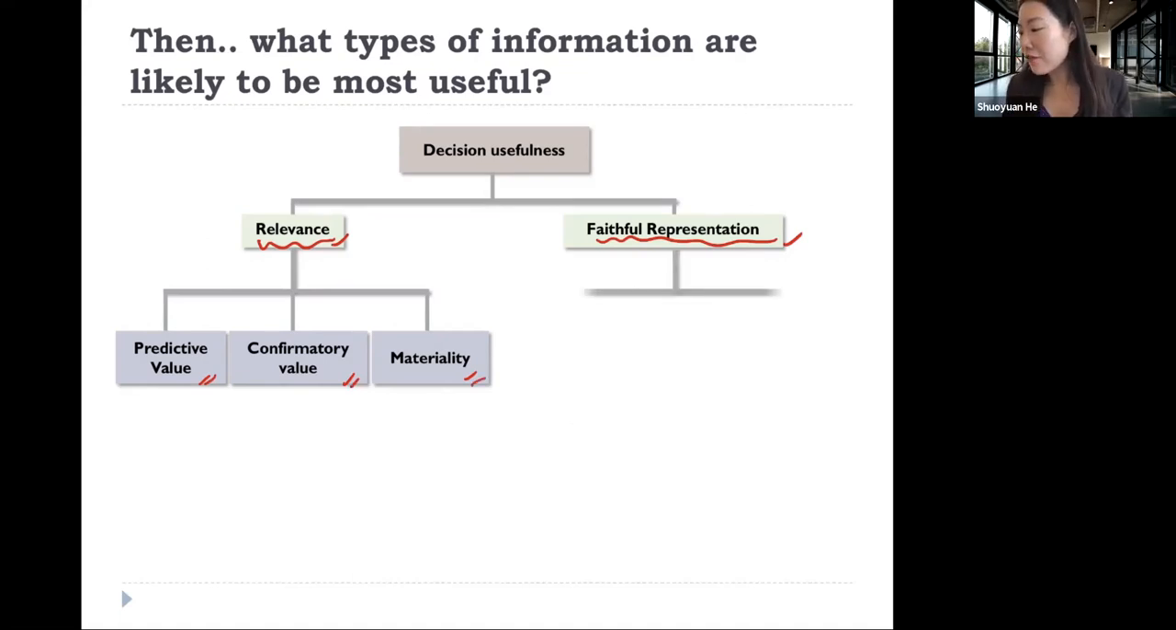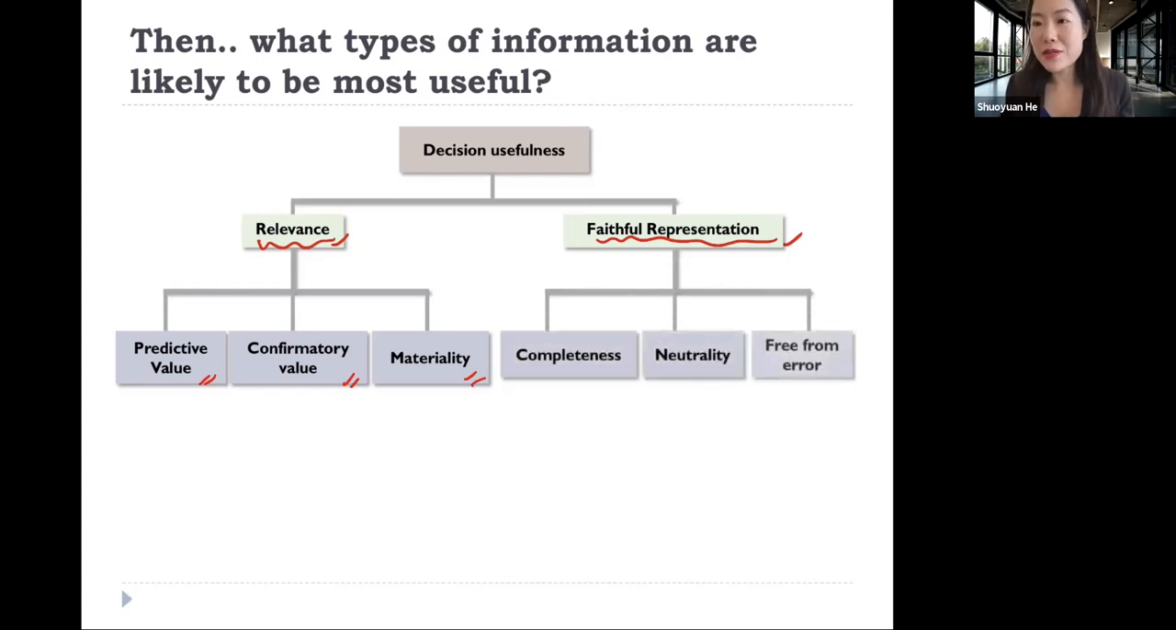And then looking at faithful representation. What kind of information is faithfully representative? It needs to have completeness and neutrality, which means it is neutral and free from error.